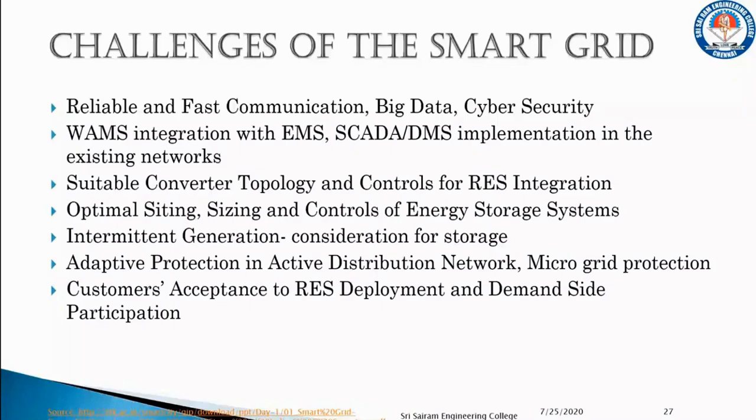We have to implement adaptive protection for active distribution networks and microgrids. And since the customers are playing a major role, they need to accept the renewable energy source development, and they also need to accept the demand side participation.